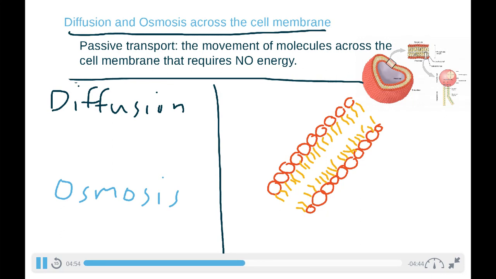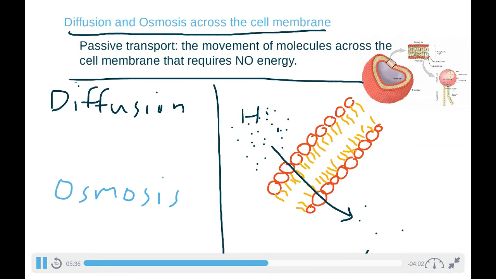So here we're going to put some oxygen molecules, and they have been delivered from your lungs to the different parts of your body so that your cells can get oxygen. And here it is in a high concentration, and here's oxygen in a low concentration inside your cell. And so we're going to put an H right here for high concentration and an L right here for low concentration. And the molecules are so small that they'll be able to go through the phospholipid bilayer to the low concentration by diffusion.